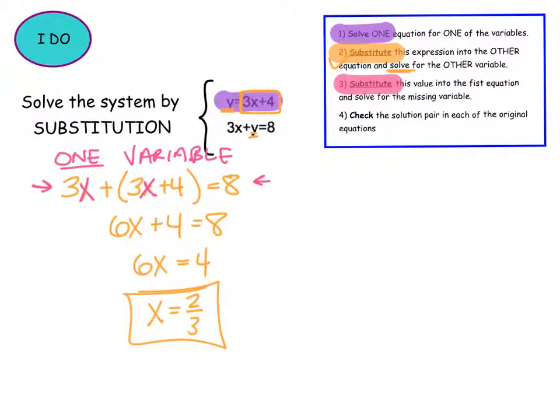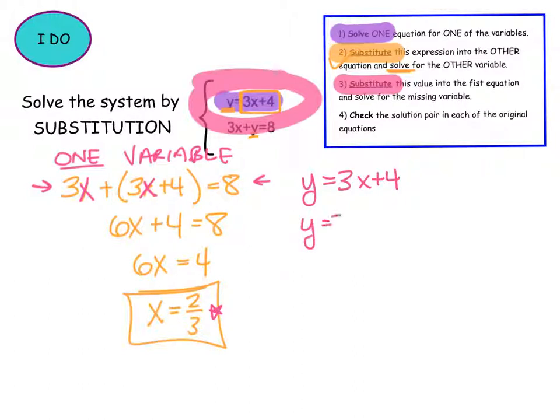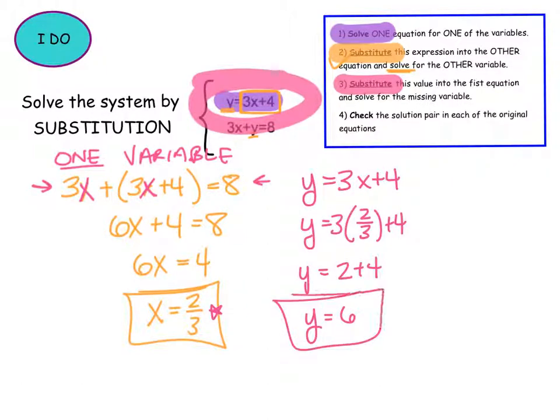Next, we're going to substitute this value into that first equation and solve for our other variable. So I have the equation y equals 3x plus 4. Now I'm going to substitute in 2/3 for every time I see an x. So I have y equals 3 times 2/3 plus 4. From here, I can say y equals 2 plus 4, and that gives us y equals 6. Now I have my other variable.